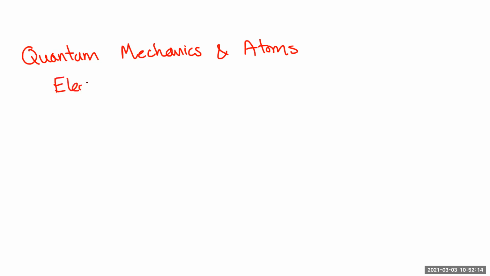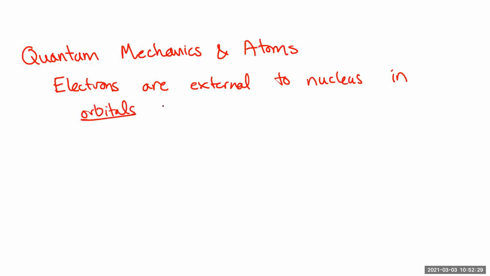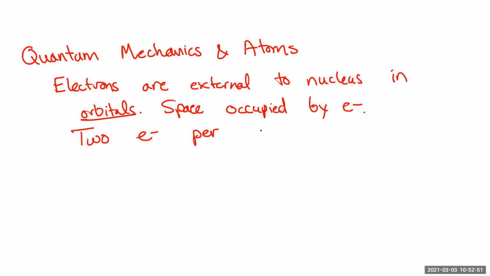Electrons do not exist inside the nucleus. Electrons are external to the nucleus, located in things called orbitals that you will have read about. And orbitals, as your book describes, are probability locations of where they are located. They are the space occupied by the electrons. And you can only have 2 electrons per orbital. That's an important fact to keep in mind.